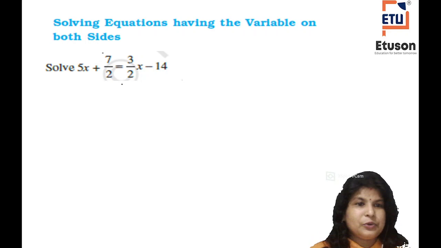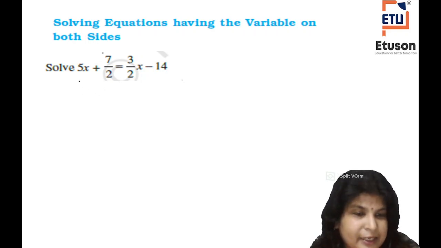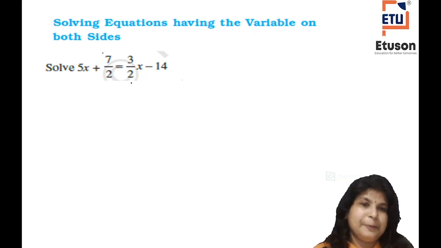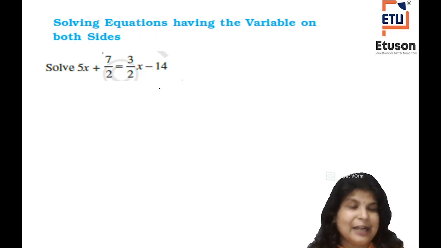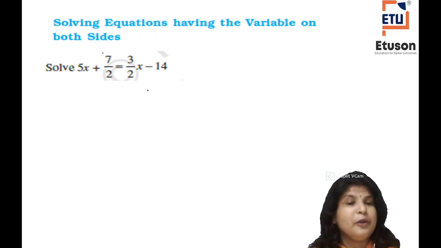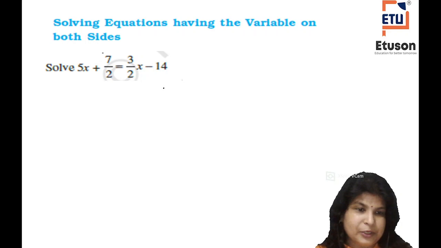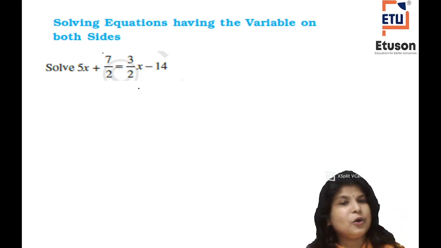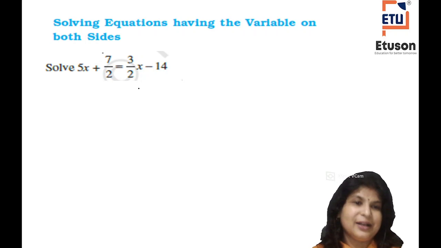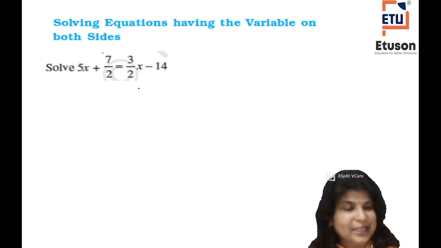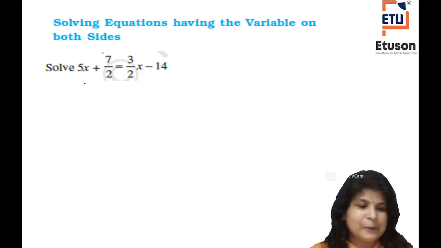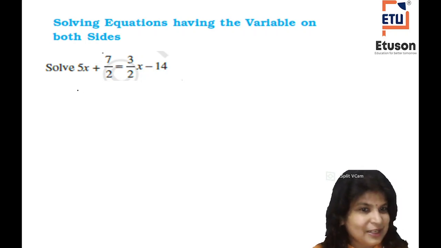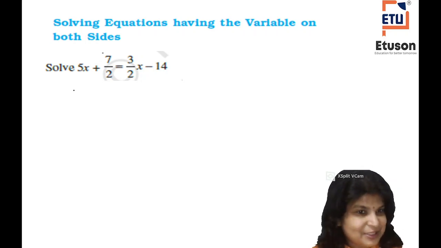Here you can see that in this equation you have a left hand side and right hand side, and in both sides you have variables. So how to solve it? Always remember, if you get this kind of equation, you take all the variables to one side and all the constants to the other side so that it becomes easier to solve the equation.